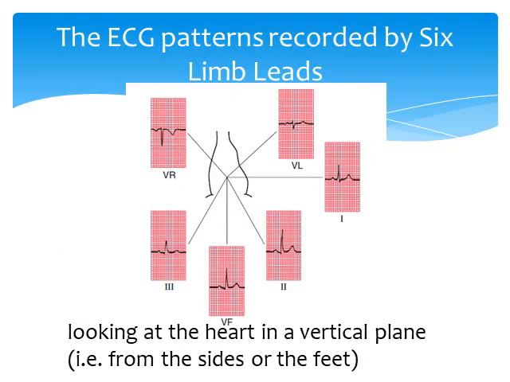So these are the ECG patterns recorded by the 6 limb leads. Here the recording is like looking at the heart in the vertical plane, that is from the sides or the feet. Here all the complexes are positive in the leads except in lead AVR, where all the waves are negative because the impulses move away from the positive lead.